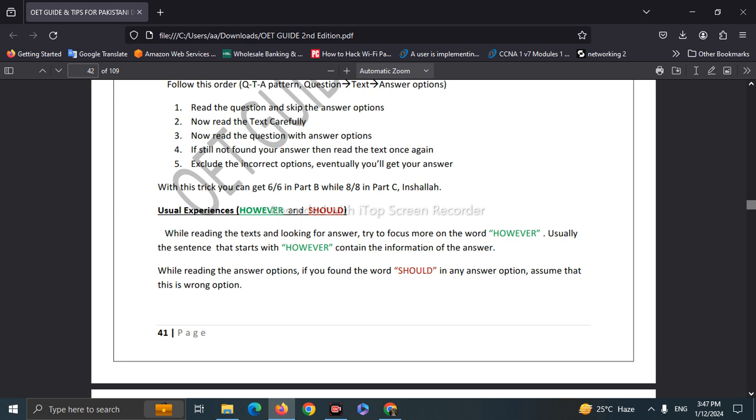While reading the answer options, if you find the word should in any option, assume that it may be an incorrect option. However, I'm not saying that it will work 100%, but usually it is seen in many exam patterns. So when you see the word however, you should try to focus on the information contained in the sentence.